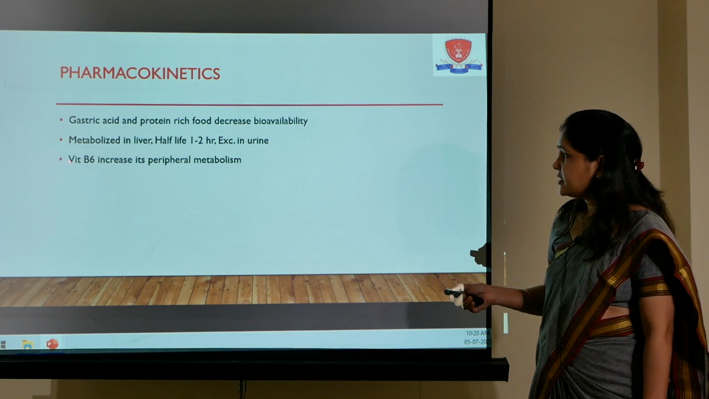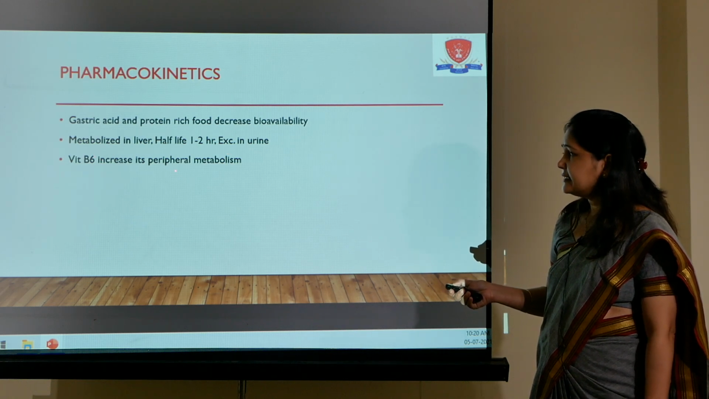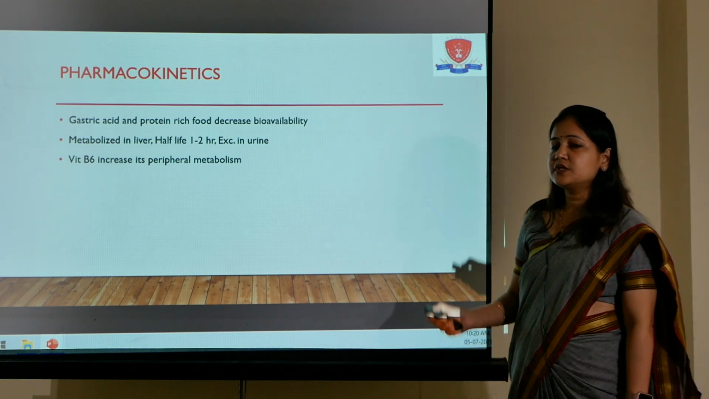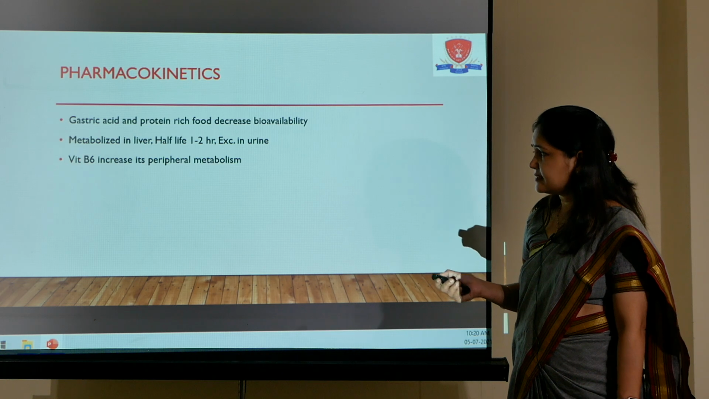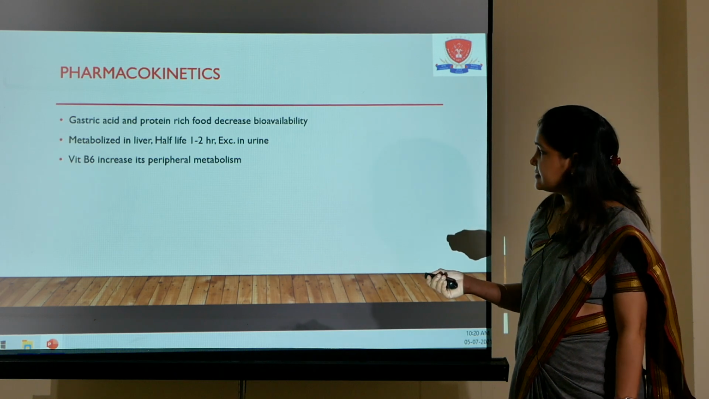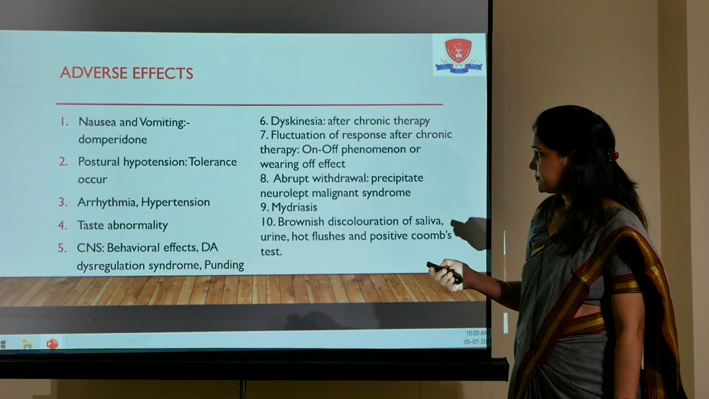Now vitamin B6 or pyridoxine increases its peripheral metabolism, because pyridoxine is the cofactor for the dopa decarboxylase enzyme and it may increase its peripheral metabolism.